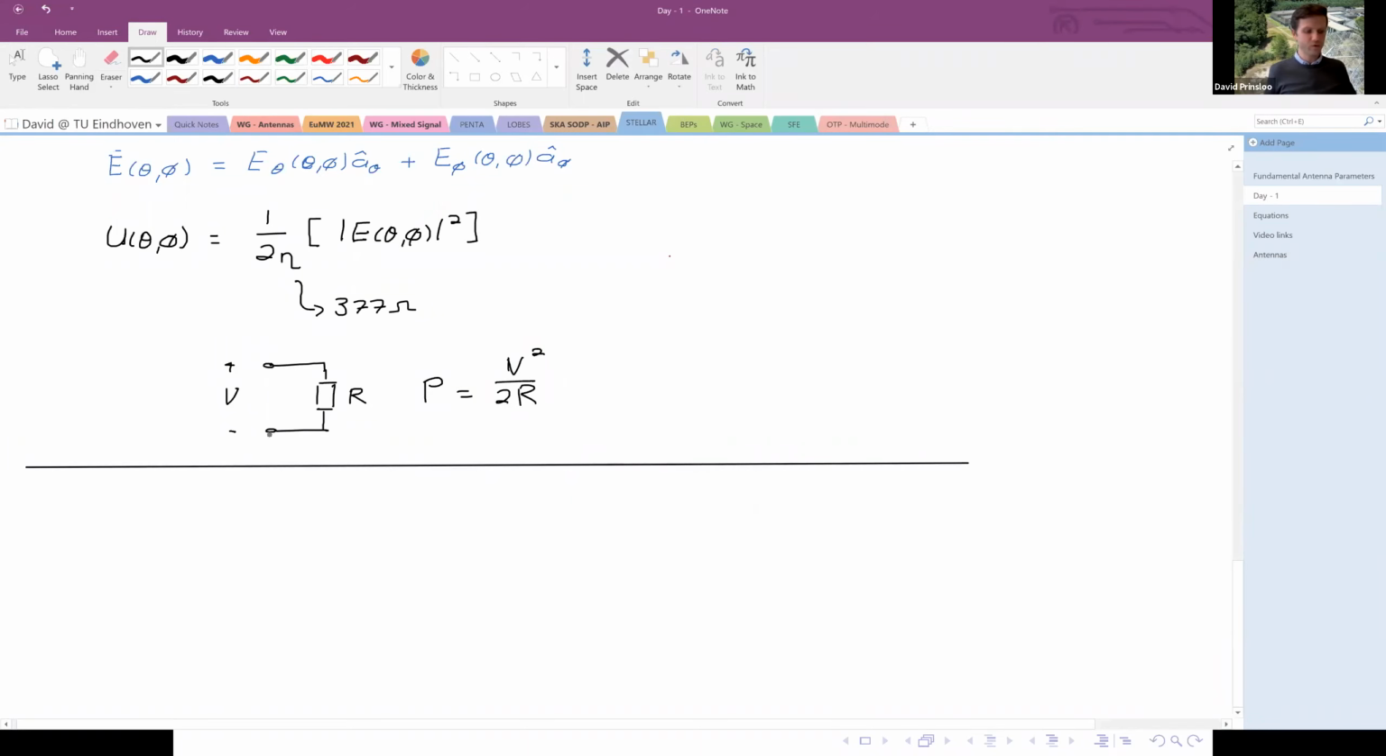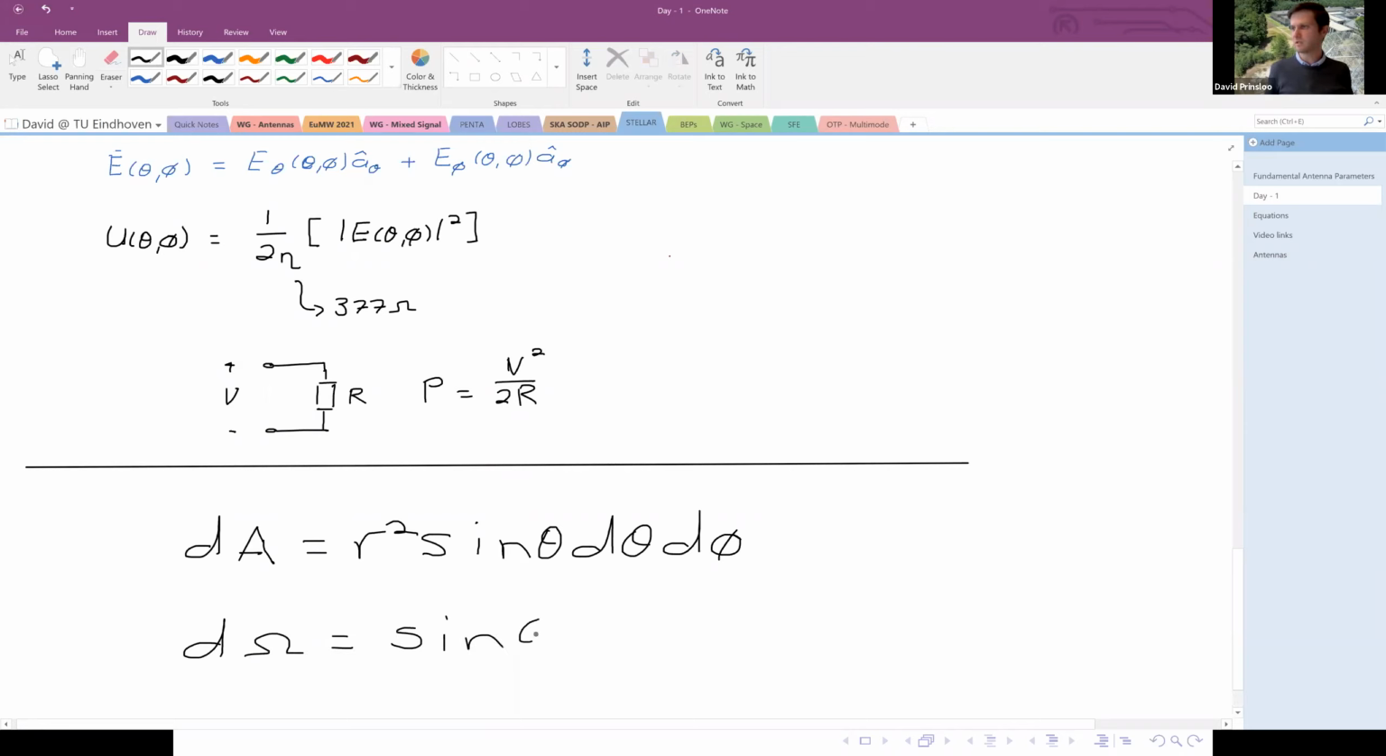If you recall, for a sphere you have an infinitesimal area that we call dA, which is equal to r squared multiplied by sine theta, d theta, d phi. I hope you all recall this from your calculus back whenever you had it last. Now, for a unit of solid angle, we omit the radial dependence. So we have d omega. This indicates a unit of solid angle is simply sine theta, d theta, d phi.